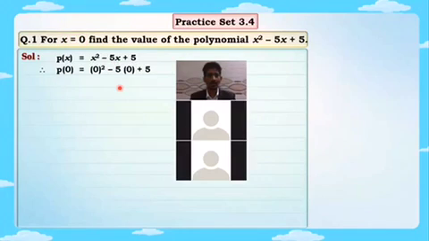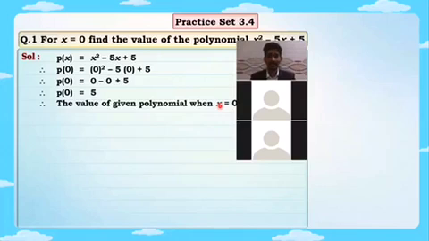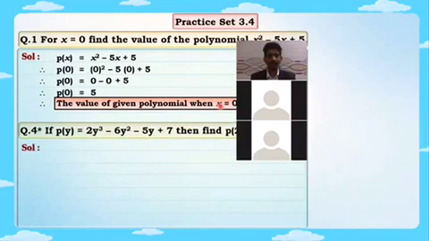Let's solve it ahead. P of 0 is equal to 0 का स्क्वायर is 0 only. 5 into 0, anything multiply with 0 is 0 only, plus 5. So P of 0 is equal to 0 minus 0 is 0, plus 5, the answer is 5 only. So we can say therefore the value of the given polynomial is 5 when x is equal to 0. As simple as that. Coming to one more question students of the same type.